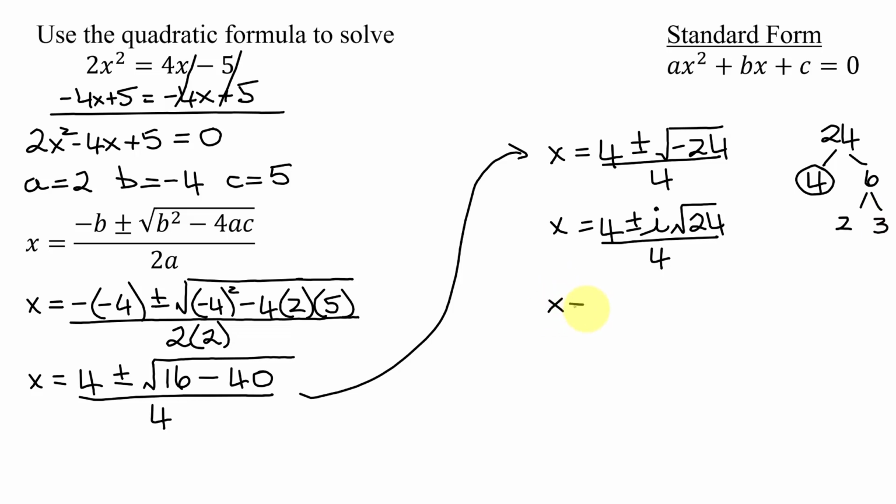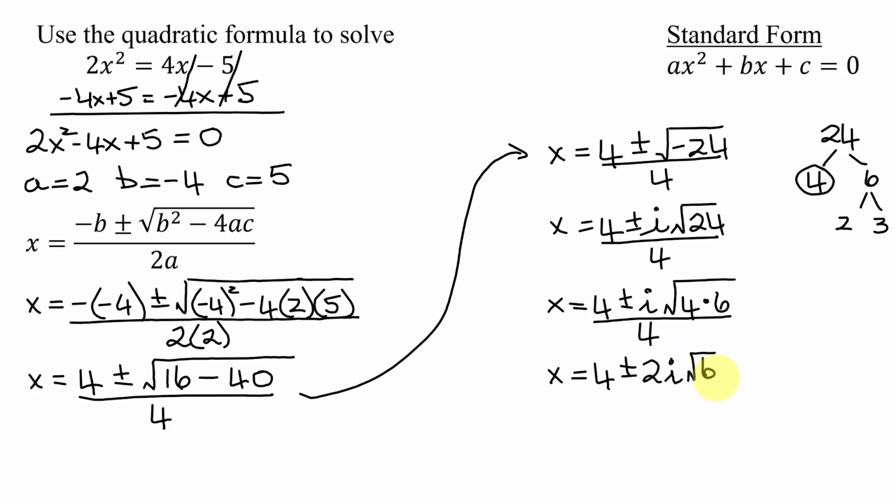So x equals 4 plus or minus i. Instead of the square root of 24, I'm going to have the square root of 4 times the square root of 2 times 3, which is 6, all divided by 4. So x equals 4 plus or minus, now the square root of 4 is 2, so I'm going to write 2i times the square root of 6. And to simplify this, it's a lot easier if I break up my expression into two terms and divide 4 into each of those terms.